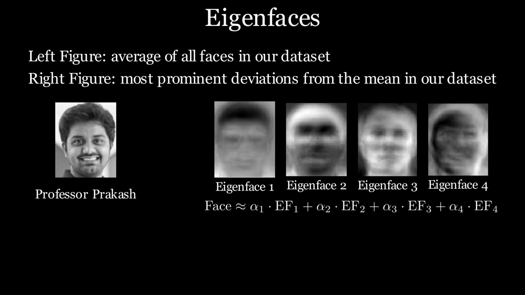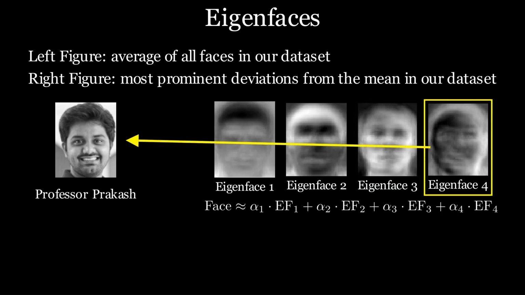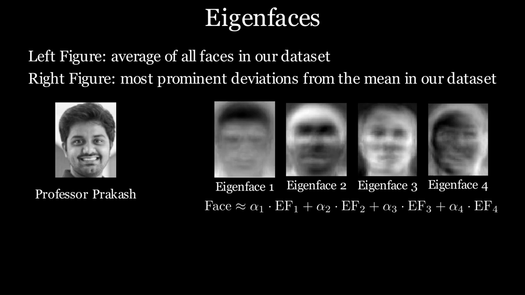So why is this useful? Well, instead of comparing every pixel of a face, which would mean comparing 10,000 numbers, we just compare the weights of each eigenface. So if two faces have similar eigenface weights, they're probably the same person, or at least very similar. That's how early facial recognition systems worked. Reduce a face to a few key components and compare those instead of the whole image.